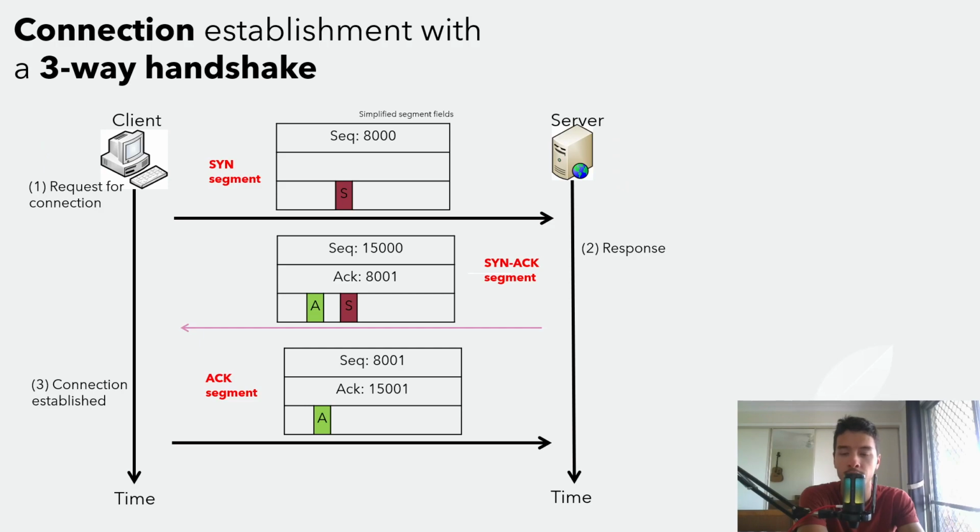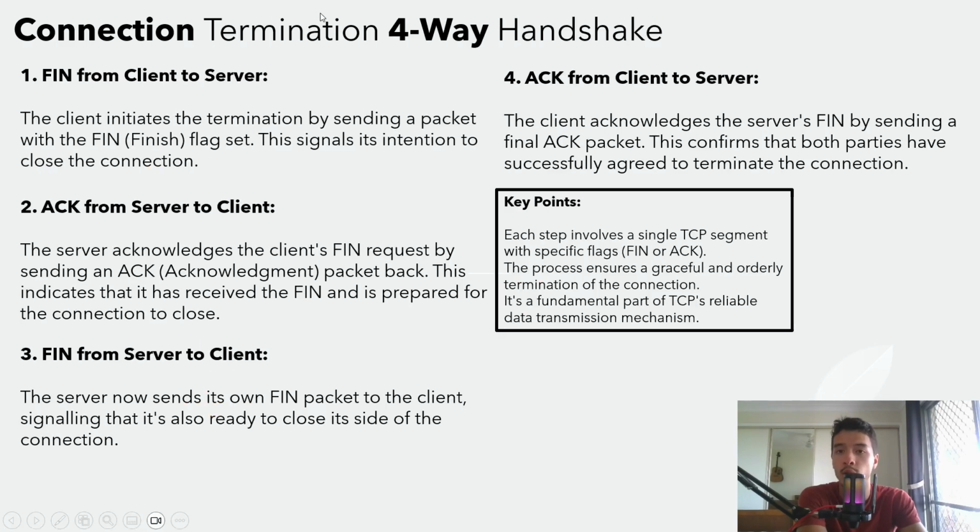Okay, so we're going to go to the next one. The connection termination. The one before that we just did was the connection. This is the termination, once your data has been sent and you want to leave the communication. So, a FIN from the client to server. The client initiates the termination by sending a packet with the FIN flag, which means finish. This signals its intention to close the connection.